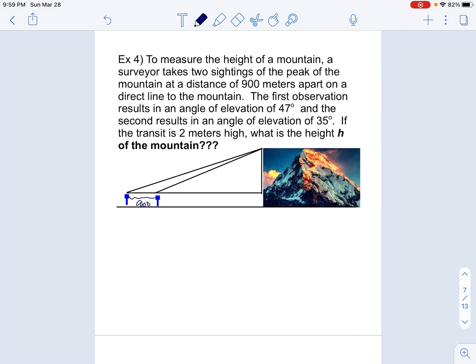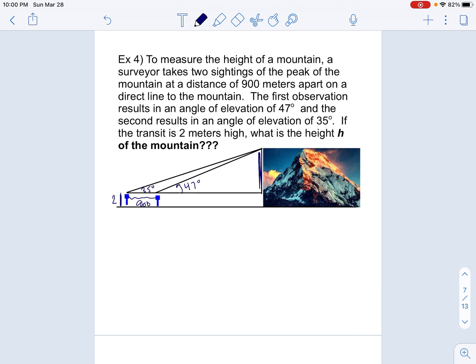It says the first observation, as he was walking away from the mountain, was an angle of 47 degrees. So we've got an angle of elevation right here of 47 degrees. And the second one was an angle of 35 degrees. It says if the transit is 2 meters off the ground, so that means this height right here is 2 meters off the ground. So we're going to have to add that at the end to the height of the mountain. How tall is the mountain?